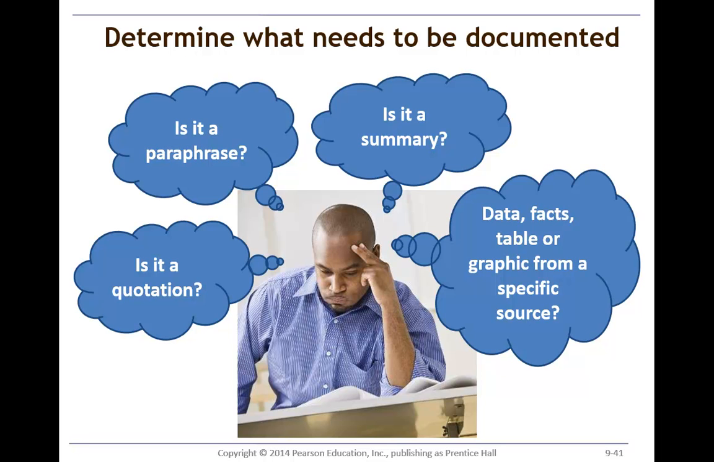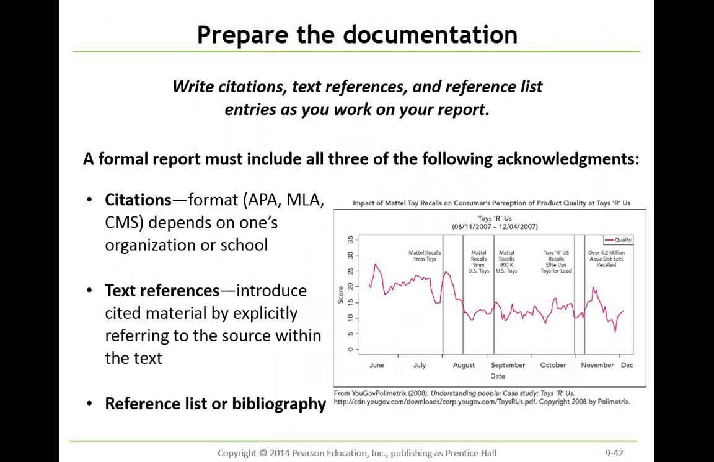Preparing your documentation. In a formal report, acknowledge your sources in three ways. You may use all of these acknowledgments in a report. Citations. This simply means that every time you use material from another source in your text, you add a citation. Your citation may be in the form of a footnote, an endnote, or a parenthetical citation inserted directly after your reference. The form you use will depend on the requirements of your organization and school.